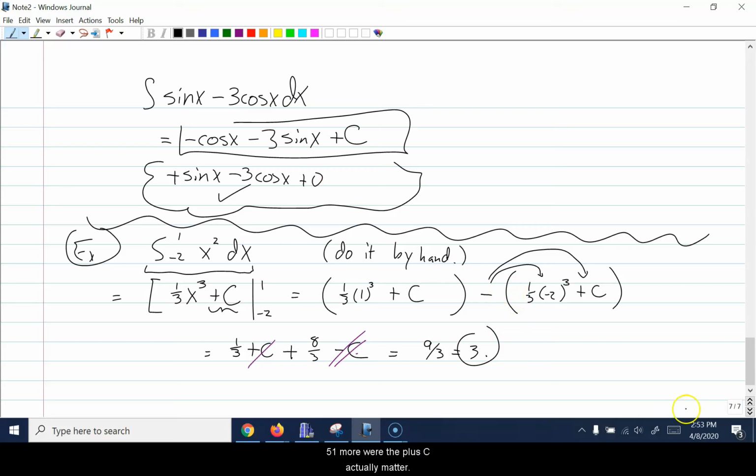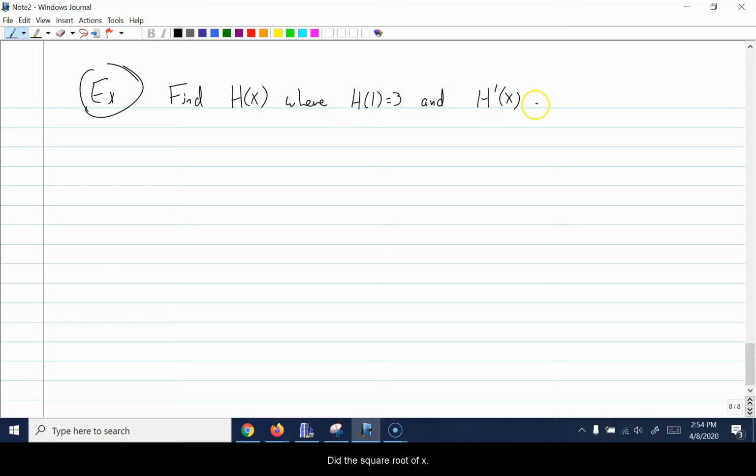Let's do one more where the plus c actually matters. There will be problems of the form, find a function h of x, where h of 1 is 3, and h prime of x is the square root of x. Focus on the second part first.